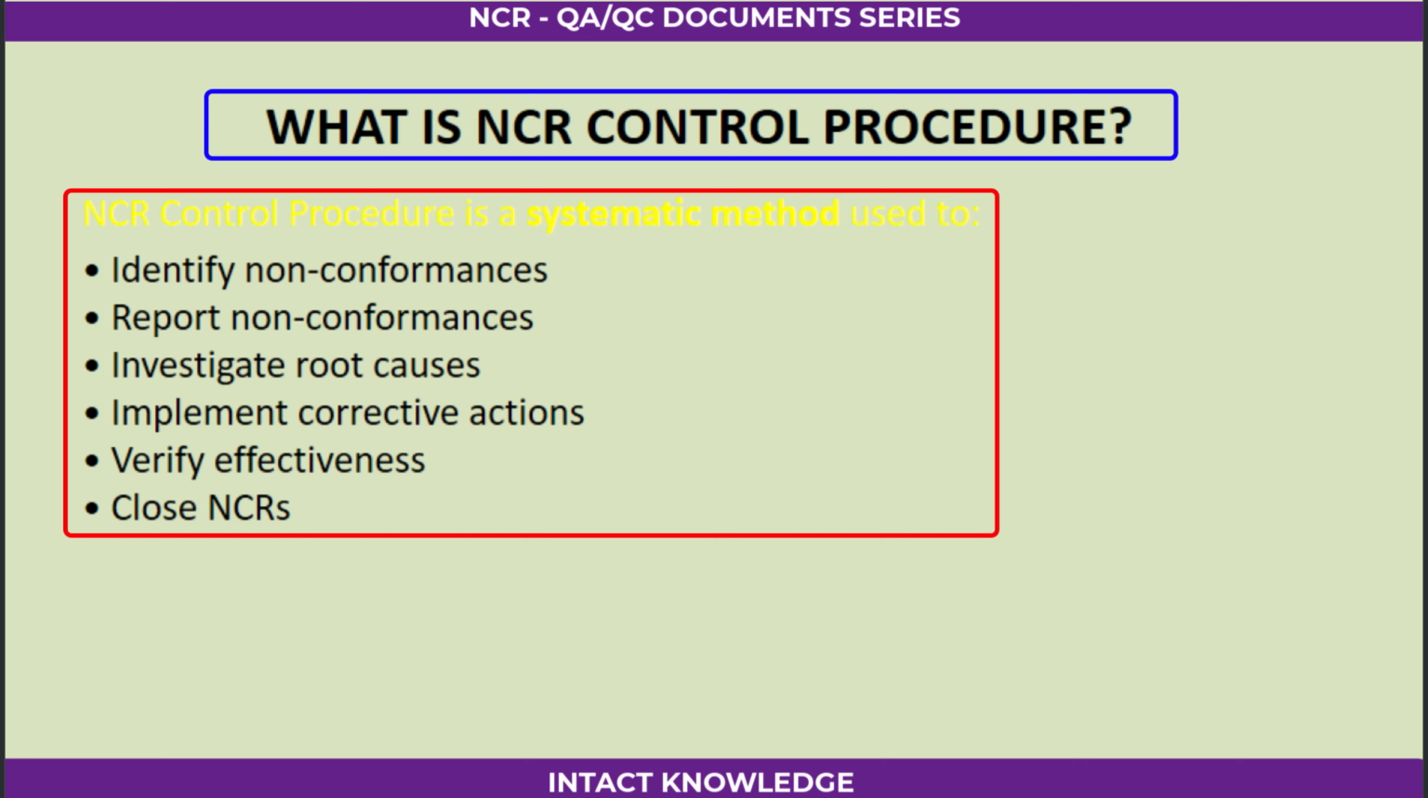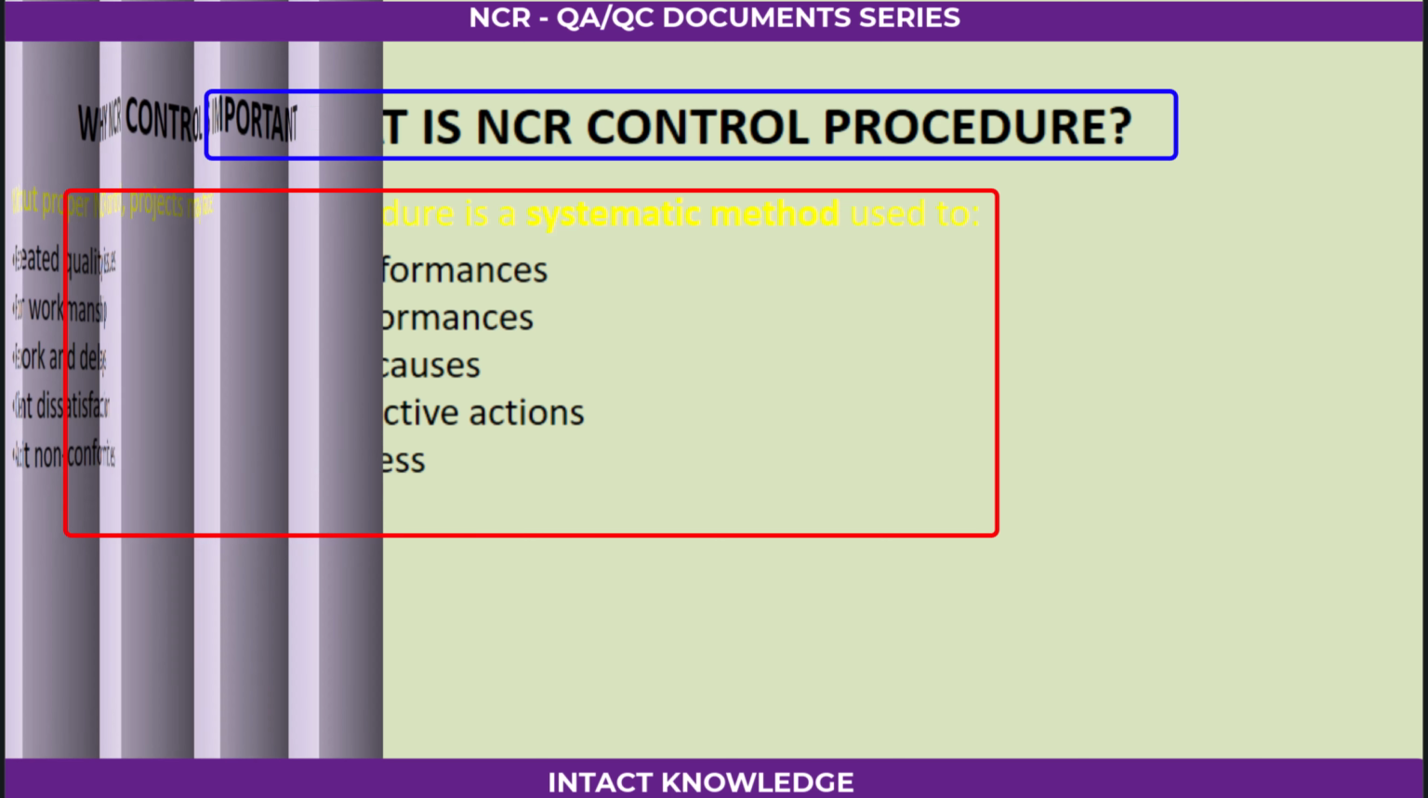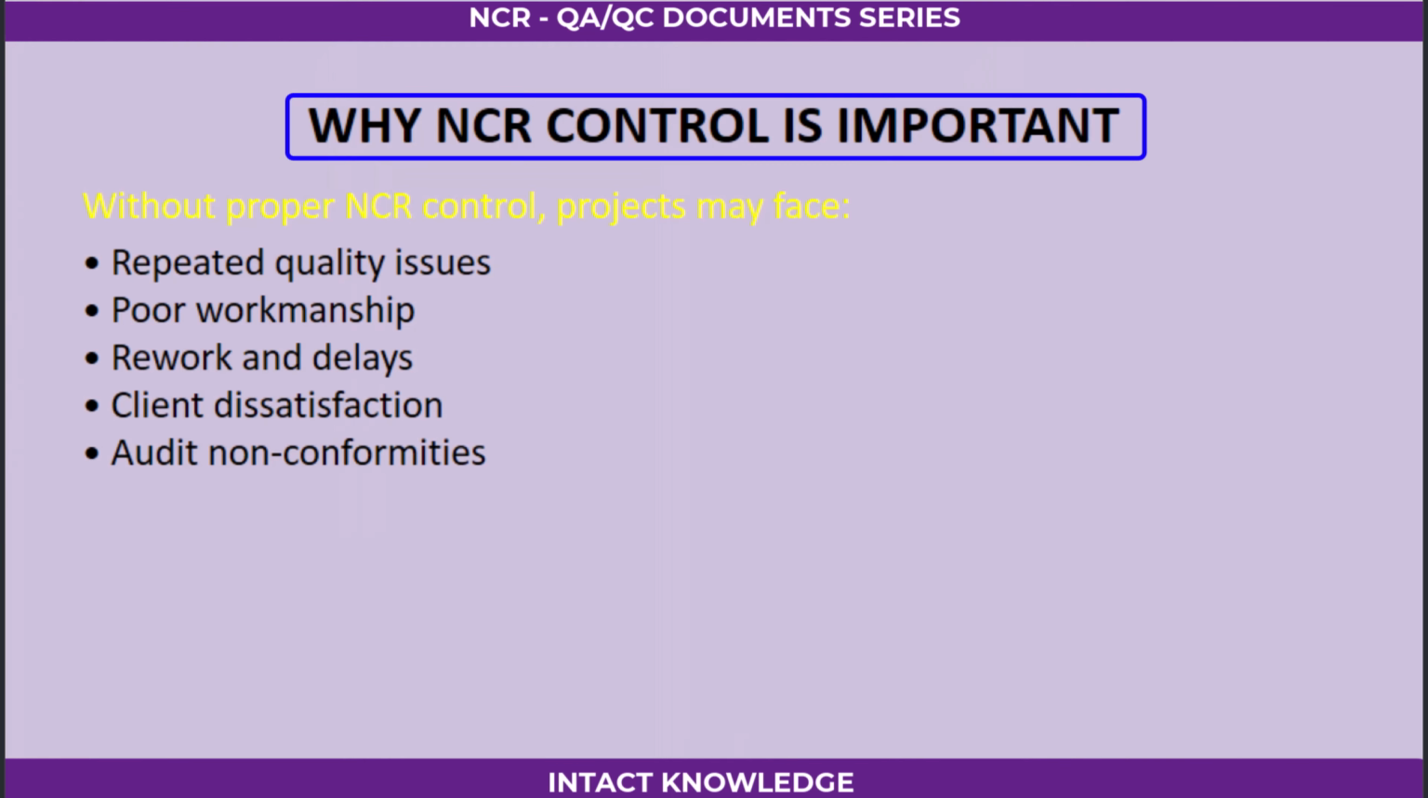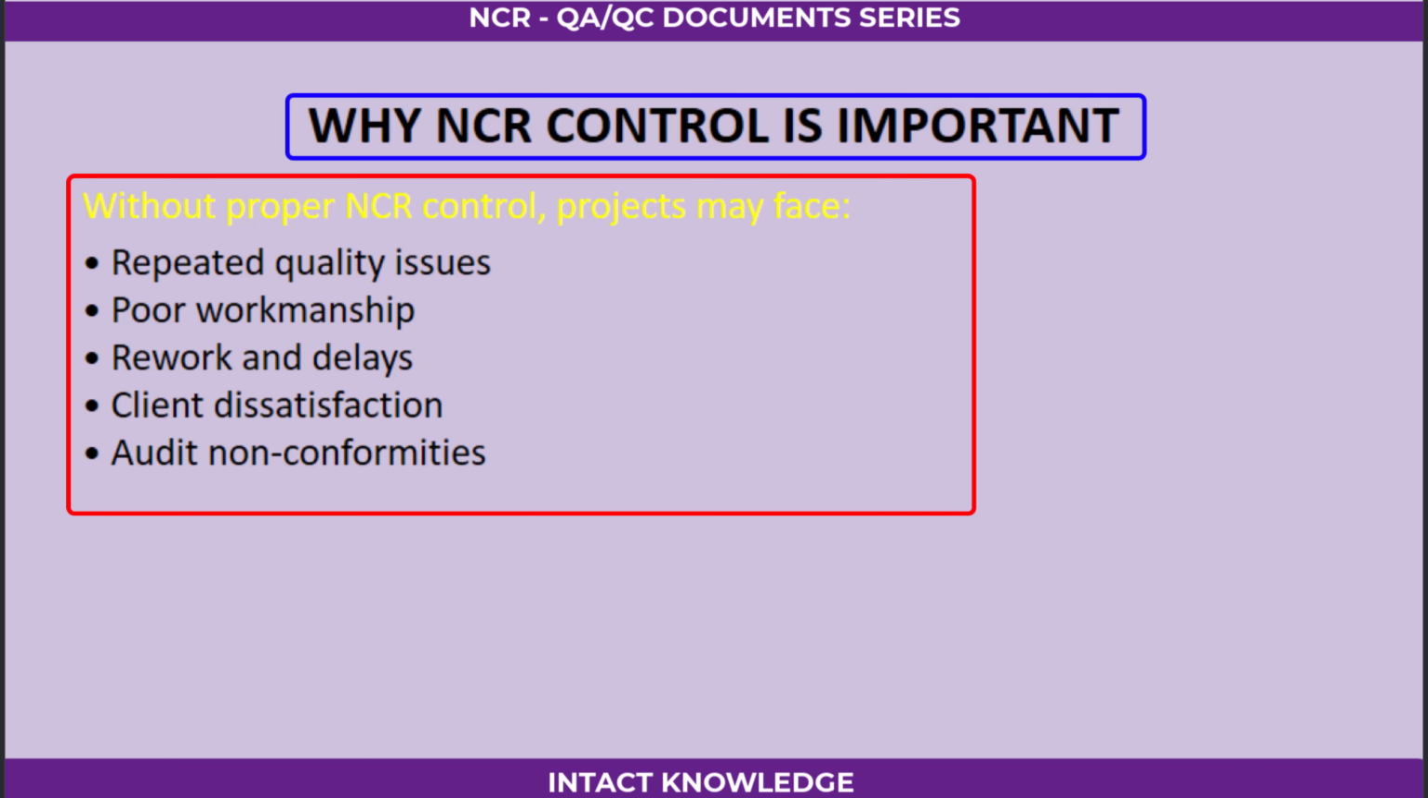NCR Control Procedure is a systematic method used to identify non-conformances, report non-conformances, investigate root causes, implement corrective actions, verify effectiveness, and close NCRs. It ensures quality issues are properly controlled and resolved. Why is NCR control important? Without proper NCR control, projects may face repeated quality issues, poor workmanship, rework and delays, client dissatisfaction, and audit nonconformities. NCR Control Procedure helps maintain project quality and compliance.